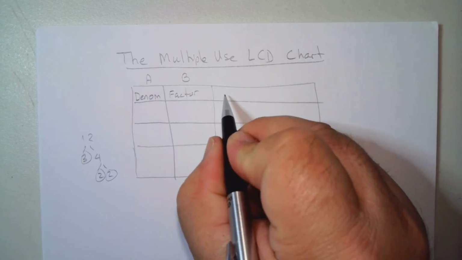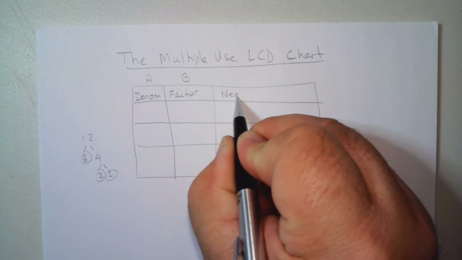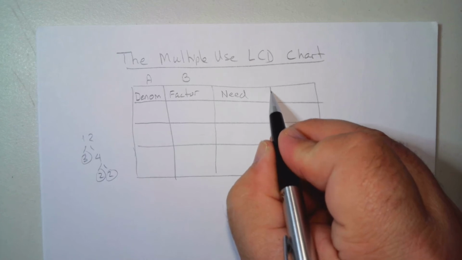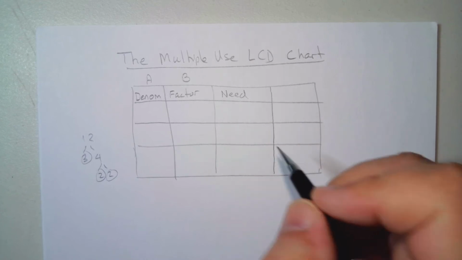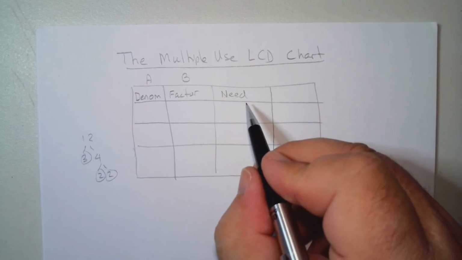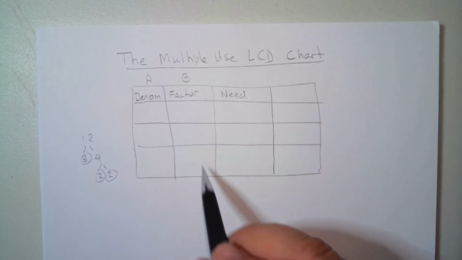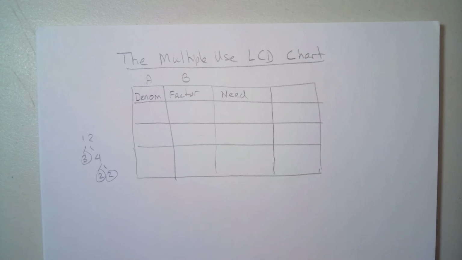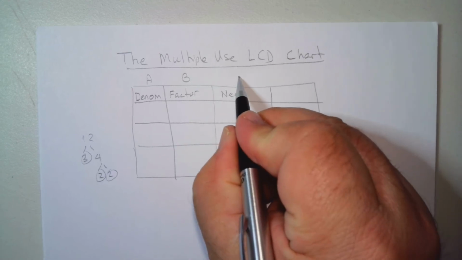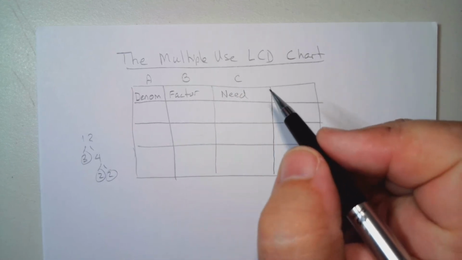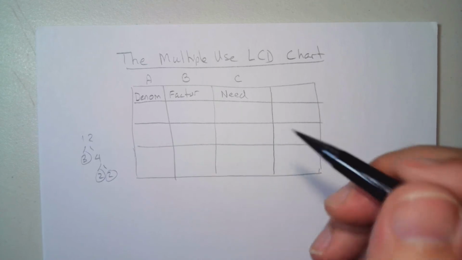The next one is your need column. This is what you need. This is what each of these factors need, so they all have the same numbers. And we'll do an example in a second to show what I mean.